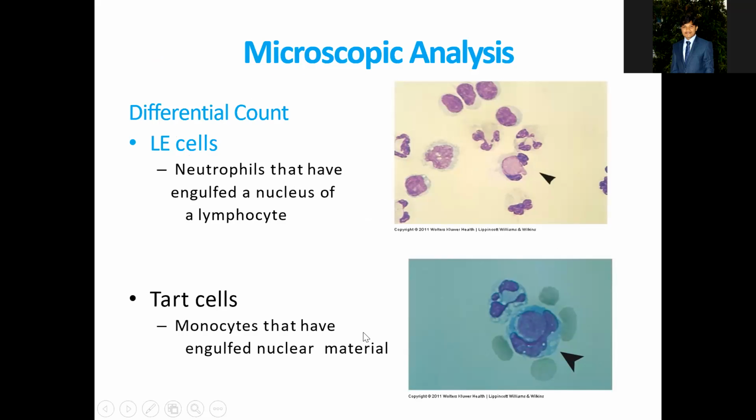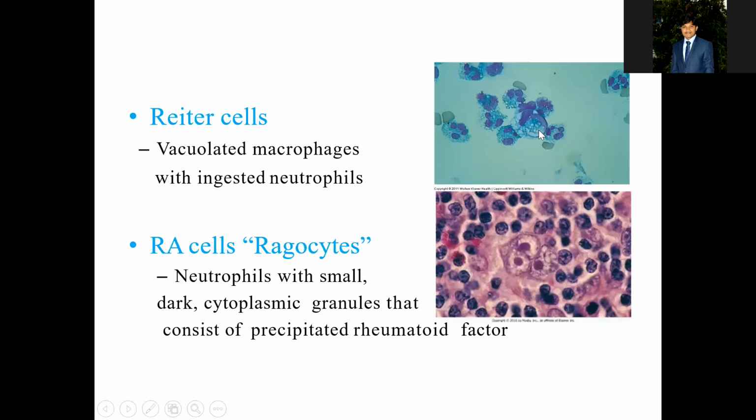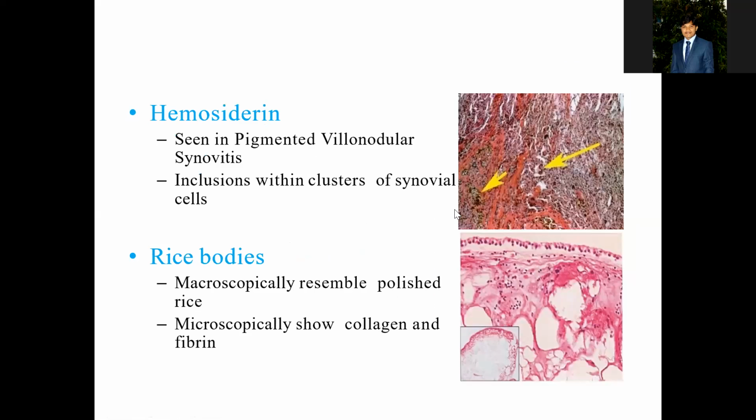Reiter cells are present in Reiter syndrome. These are vacuolated macrophages with ingested neutrophils. RA cells, or ragocytes, are present in rheumatoid arthritis. These are neutrophils with small inclusion bodies of precipitated rheumatoid factor. Hemosiderin is present in pigmented villonodular synovitis, with inclusions within clusters of synovial cells. Rice bodies macroscopically appear as polysaccharide; microscopically they show collagen and fibrin material.